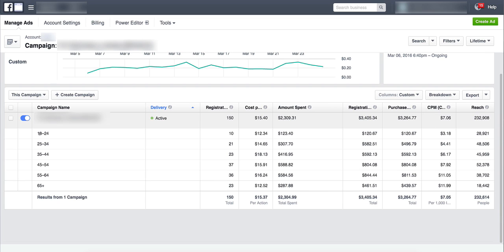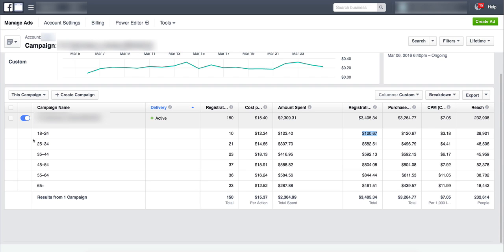So 18 to 24 year olds, right? I've spent $123 to make $120. So I've actually lost money here. I've lost $3. Okay, so $123 to make $120. Now, right there, I just found a place where I could save myself money. If I just knock out 18 to 24 year olds and don't advertise to them, then obviously I'm letting go of some dead weight. I guess that's the best way to put it.